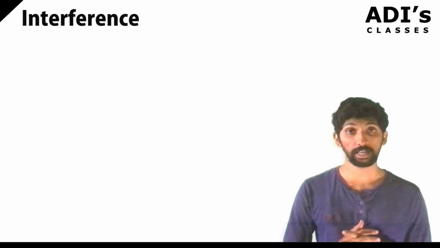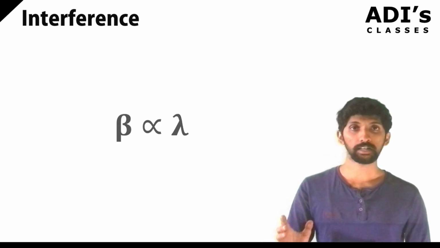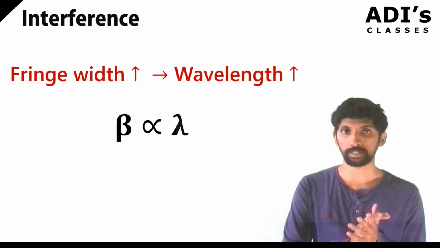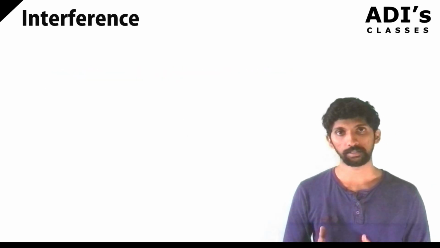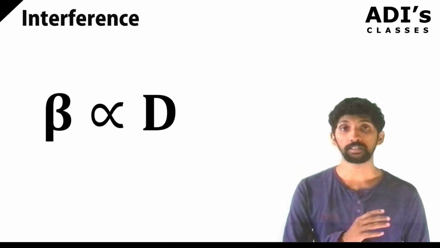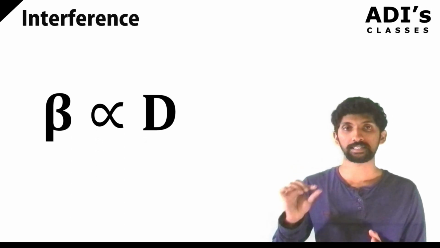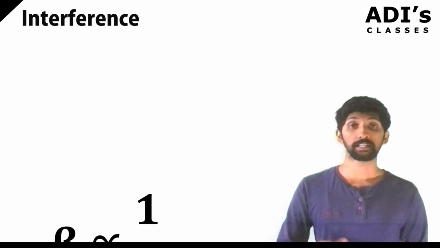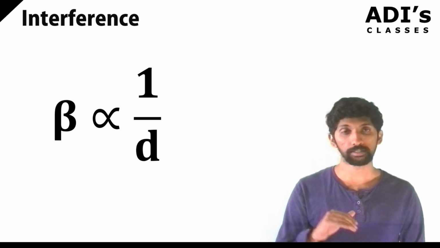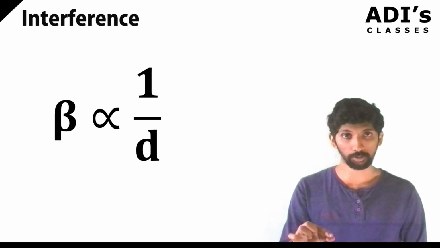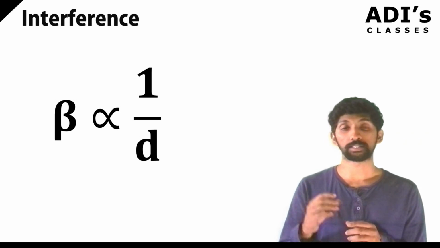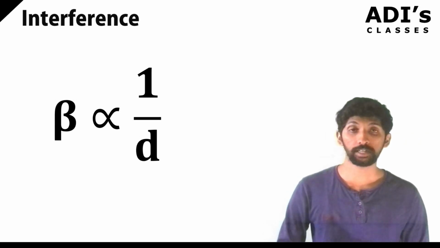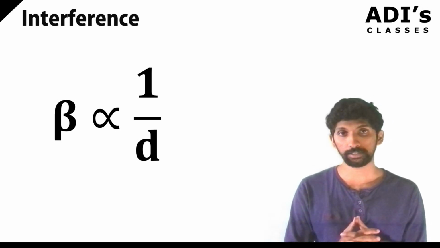So what we can conclude is that in interference, beta is proportional to lambda. That means the more the wavelength, the bigger the fringe width; the lesser the wavelength, the smaller the fringe width. And beta is proportional to D, meaning the more distance you have between the slit and the screen, the bigger the fringe width is going to be. Then beta is inversely proportional to d. That is, if the slit separation is very, very small, then the fringe width will be very, very big, or vice versa, right? So this is what we saw in interference, right?